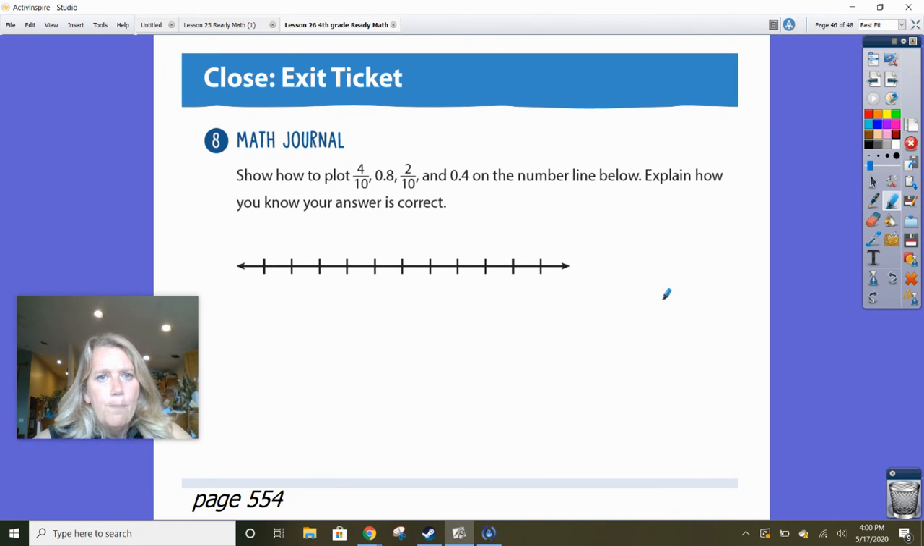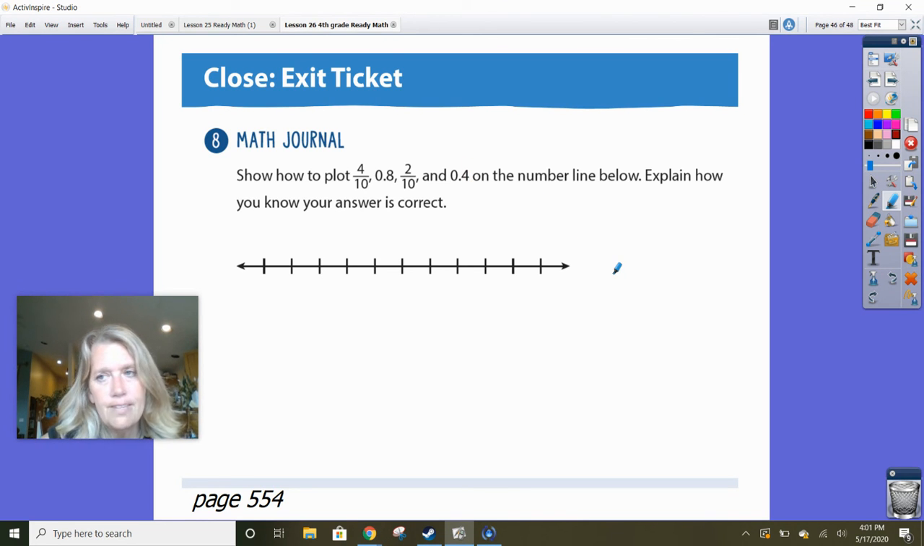And then page 554, our exit ticket, math journal. Show how to plot 4 tenths, 8 tenths, 2 tenths, and 4 tenths on the number line below. Explain how you know your answer is correct. Okay, so I said 4 tenths, 8 tenths, 2 tenths, and 4 tenths. What do all those numbers have in common?